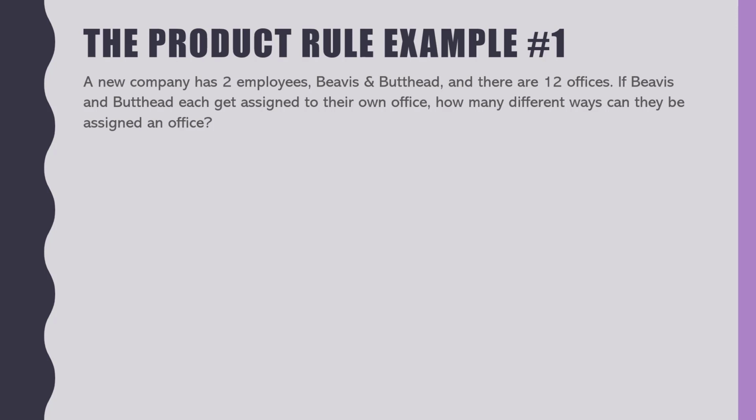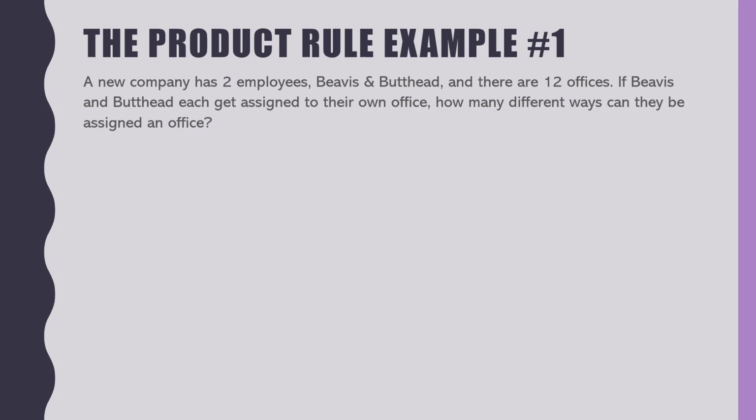So a new company has 2 employees, Beavis and Butthead. They're partners, they're starting up this company. And there are 12 offices in the building. If Beavis and Butthead each get assigned to their own office, then how many different ways can they be assigned an office? You see what the question is?